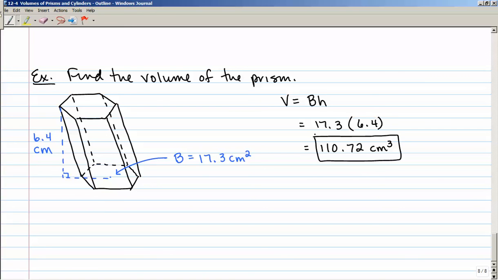So, in this lesson we found the volumes of prisms and cylinders, some pretty straightforward, pretty easy formulas, and again, the difficult thing might be finding the area of the base, and if necessary, draw it in 2 dimensions, and if you need to, draw that triangle on the inside as well.